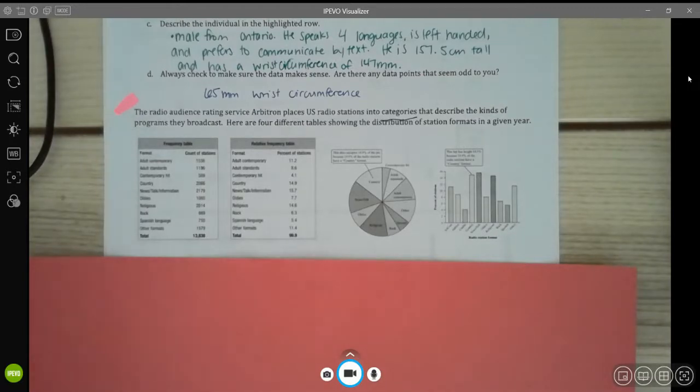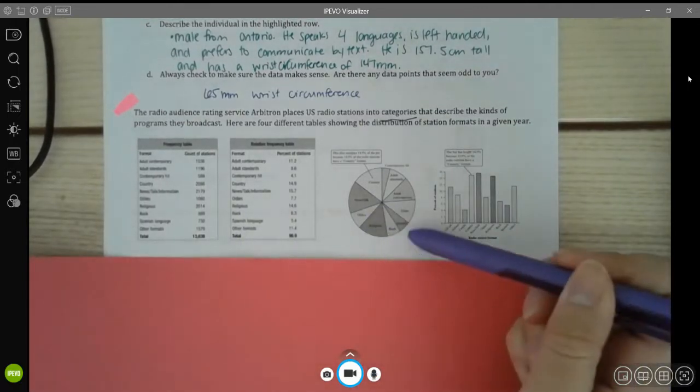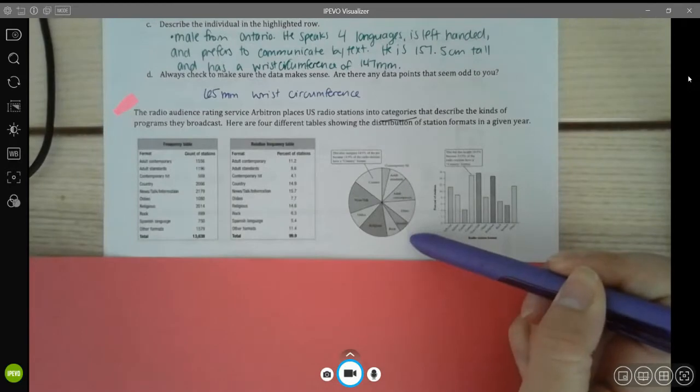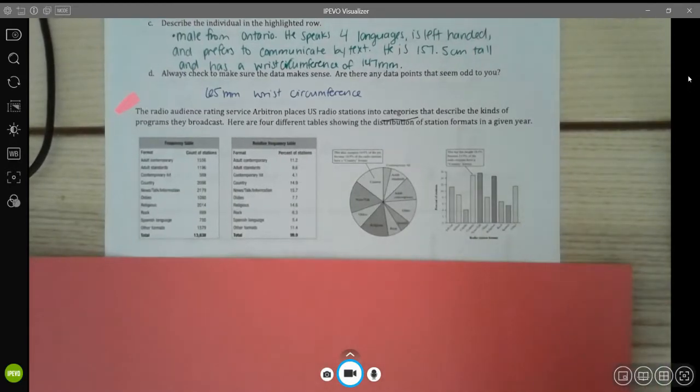4 different tables. This one says frequency table. This one says relative frequency table. We're going to talk about those in just a second. This one is a pie chart and a bar graph. You should have seen those types of things before. It's all the same data. It takes radio stations and classifies them, and then we've got the classifications here.